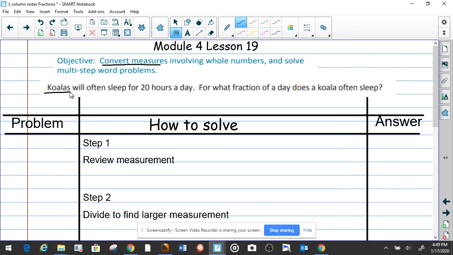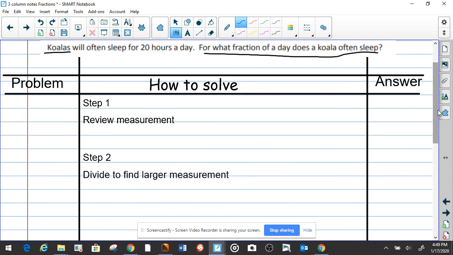All right, anyway, so it says koalas will often sleep 20 hours a day. For what fraction of a day does a koala often sleep? Okay, first of all, let's get into hours and days. So we know that 24 hours equals 1 day. So that is our review, right? That's a measurement that we should know by now.